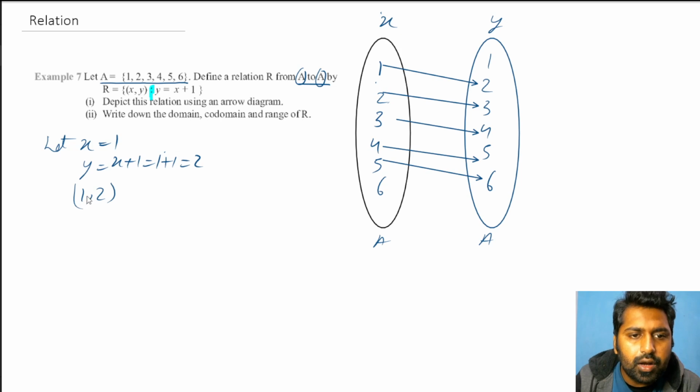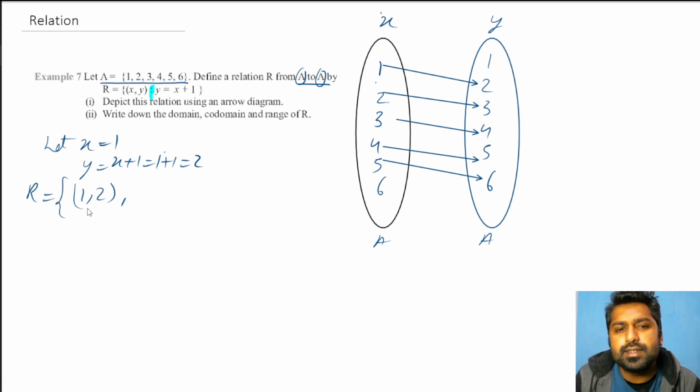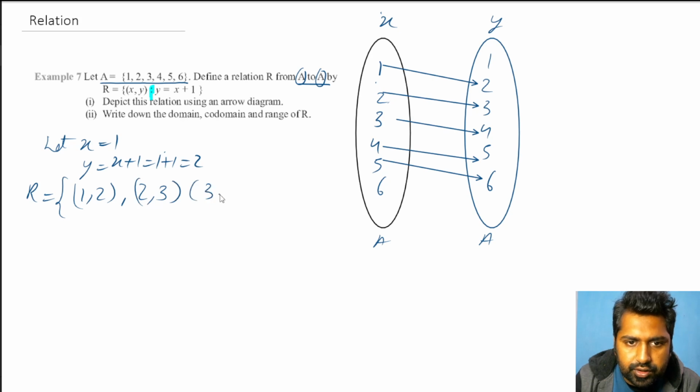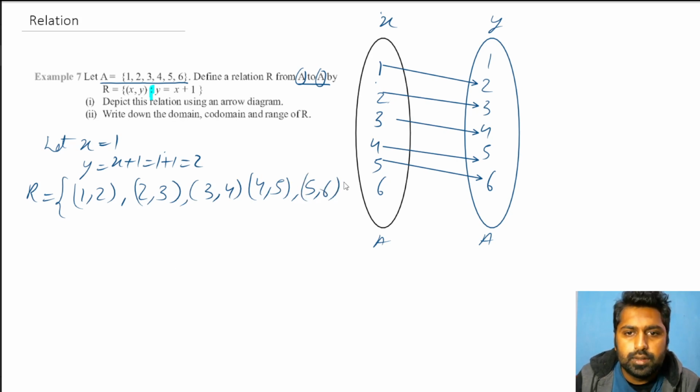Now if I write it in ordered pairs, it's called roster form. Remember what was roster form? Roster form was to write all the possible elements. Now the relation is being depicted in terms of ordered pairs. So 1 comma 2, that's your relation R. We'll represent this also in the form of a set: (1,2), (2,3), (3,4), (4,5), and (5,6). That's it. So this is our relation R.